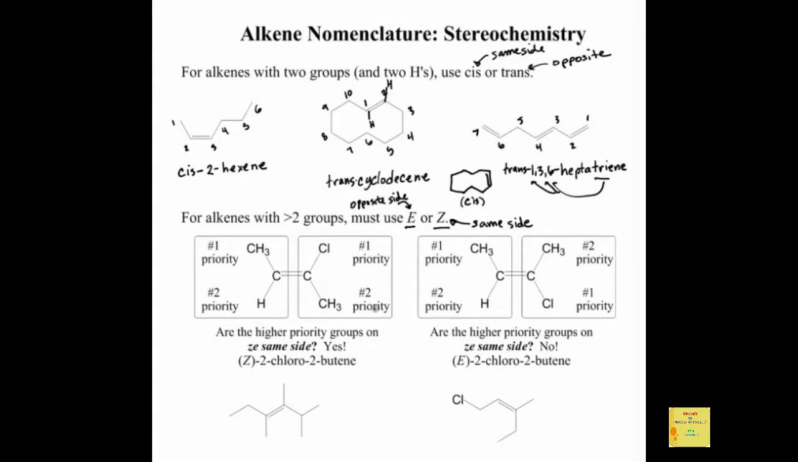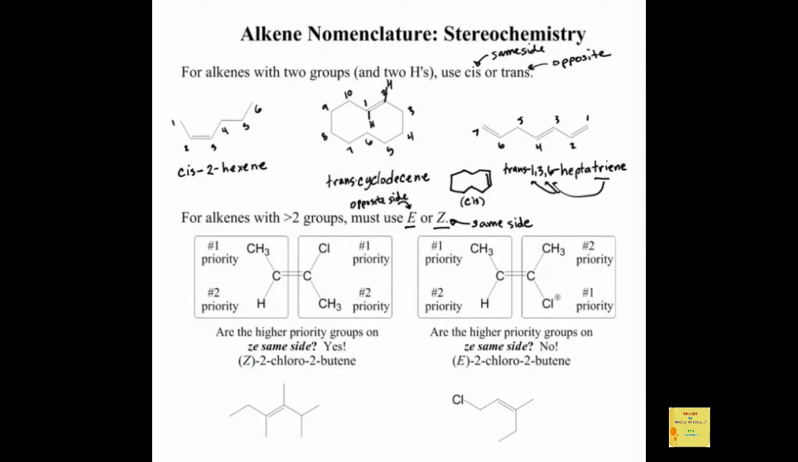So we rank them 1, 2, and 1, 2, and now we compare the number 1 groups and we ask, are those number 1 groups on the same side? If we say it with a little crazy accent, then we remember that this same side means it's the Z stereochemistry. In other words, since these number 1 priority groups are cisoid to each other, we describe this molecule as the Z stereochemistry. We put that all the way out in front in parentheses. This is italicized, as cis and trans are italicized when you see them in print. And so this is going to be called Z-2-chloro-2-butene.